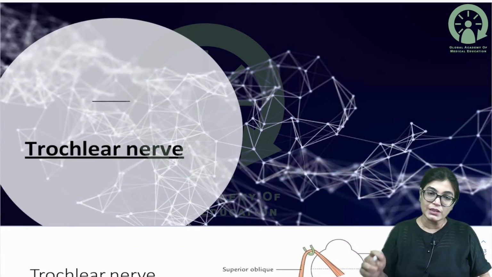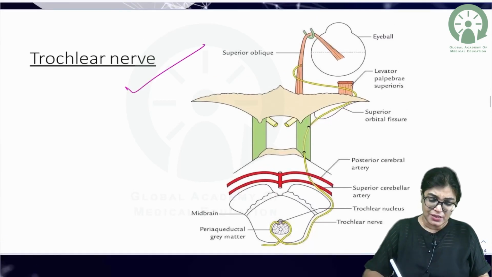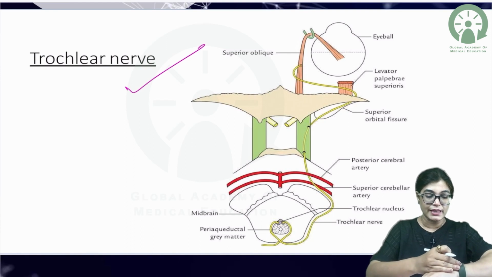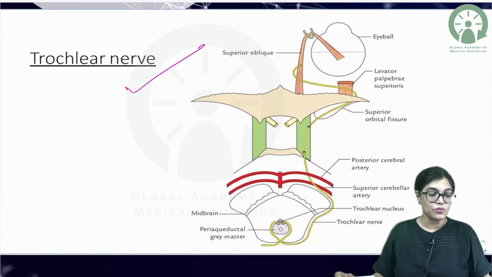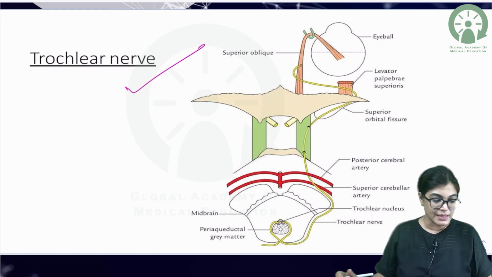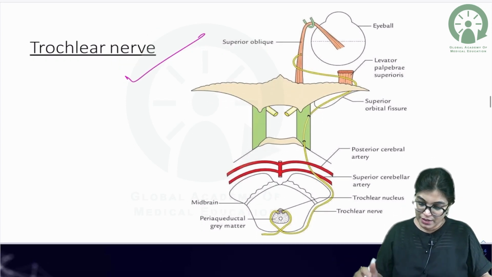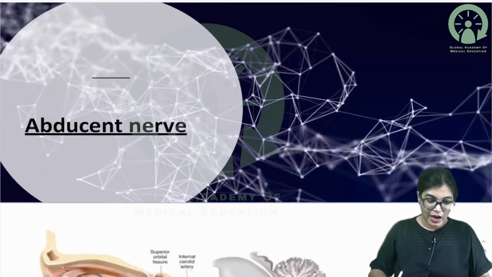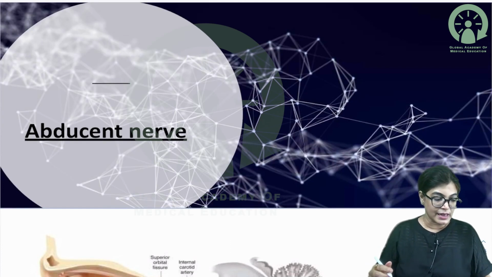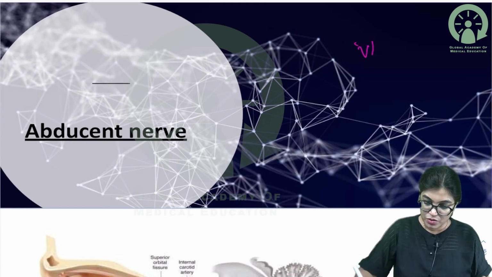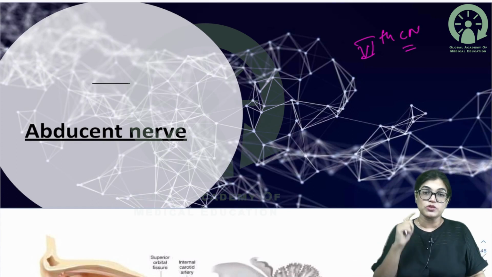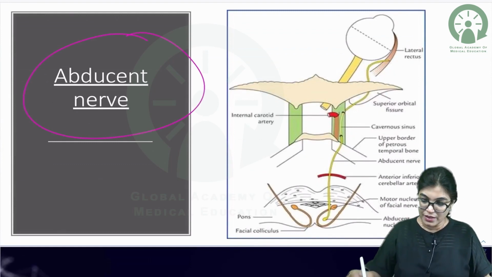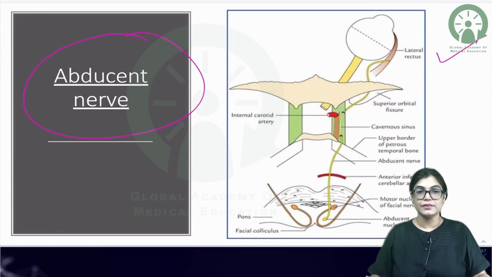Now the fourth cranial nerve is a very easy nerve because it gives innervation to just one muscle, the superior oblique. See here, the superior oblique muscle is innervated by the fourth cranial nerve. The abducent nerve, also called the sixth cranial nerve, also gives innervation to just one muscle, the lateral rectus.